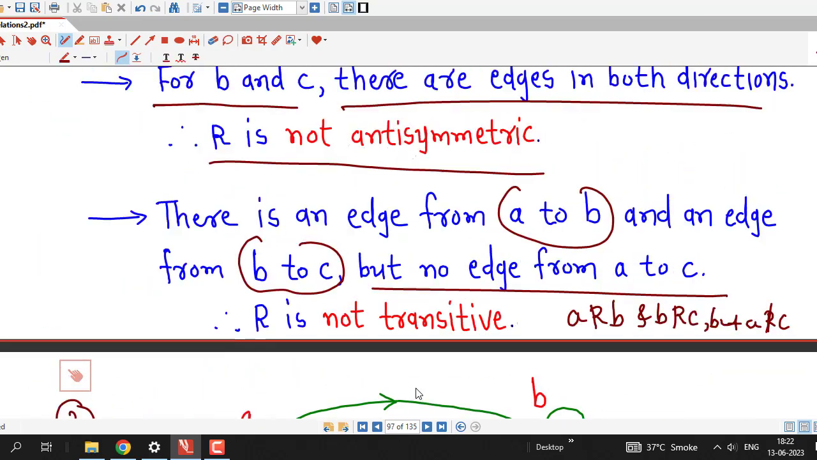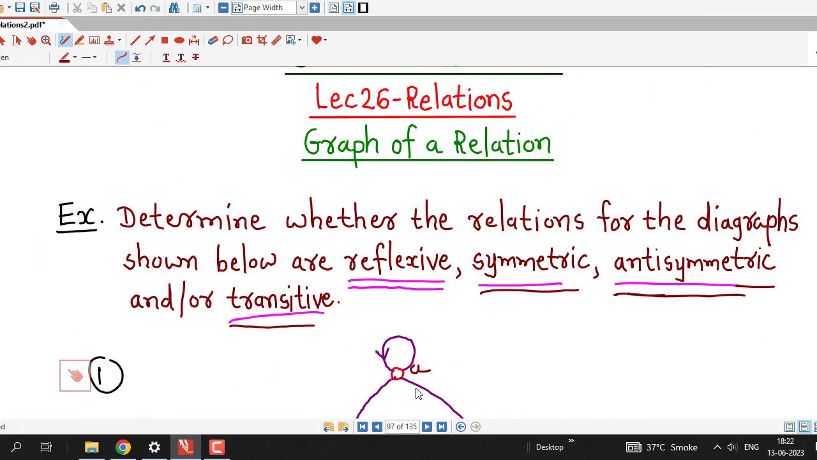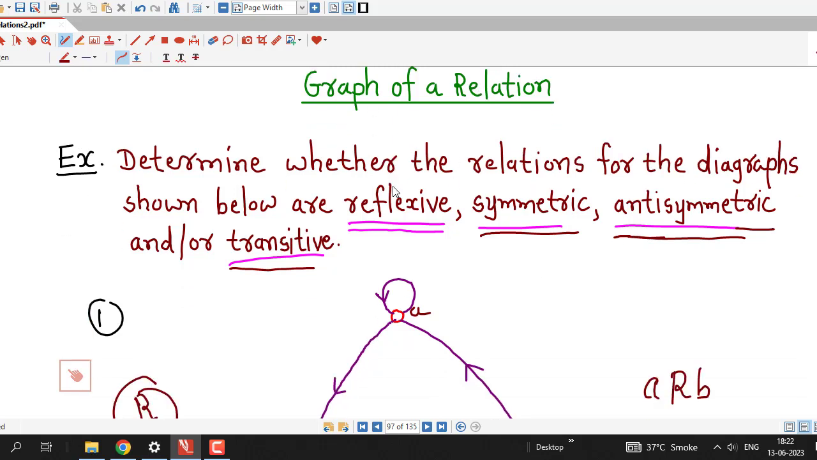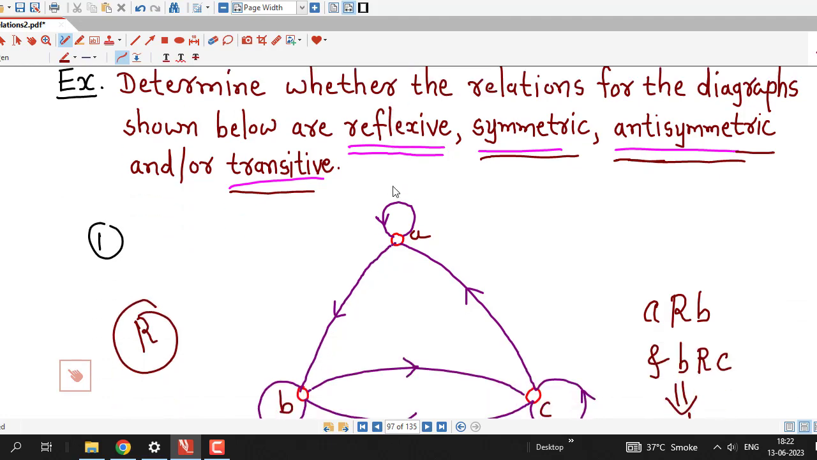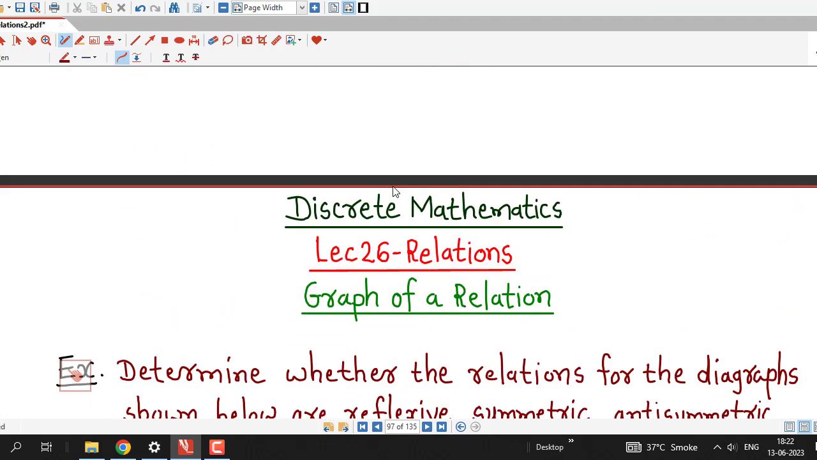So these are the simple exercises in which we can decide whether a relation is satisfying some properties, and that we are deciding from the directed graph of the relation. So this is all about this session.